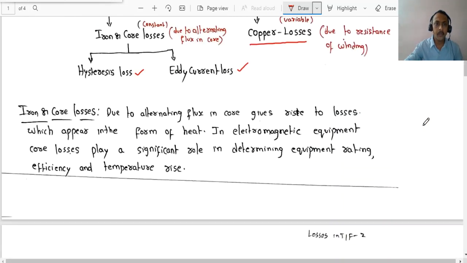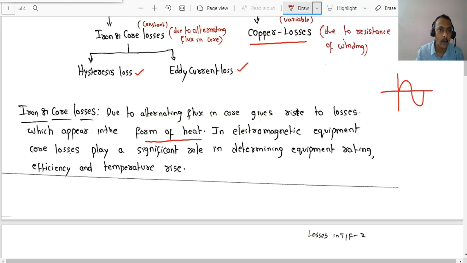Now, this hysteresis loss is mainly due to the alternating flux in the core. How do you understand that? The flux phi is alternating in nature, is sinusoidal in nature, and this flux tends to change from time to time. Due to this alternating flux in the core, some amount of losses will occur, and these losses will appear in the form of heat.